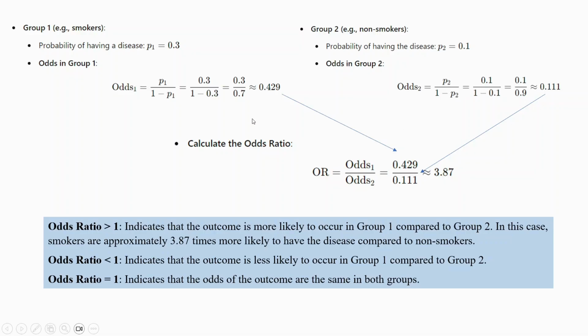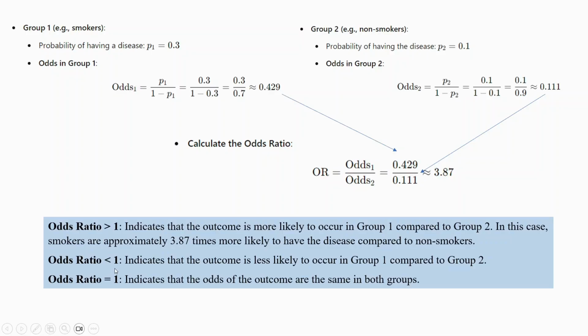Now what will be my odds ratio? Odds of group 1, odds of group 2, so 0.429, 0.111, so this is 3.87. How will we interpret this figure? Let's see. Odds ratio greater than 1 indicates that the outcome is more likely to occur in group 1 compared to group 2. So in this case, smokers are approximately 3.87 times more likely to have the disease compared to non-smokers.